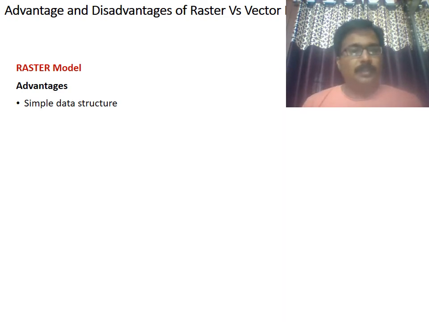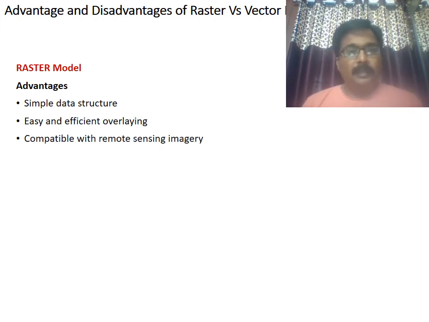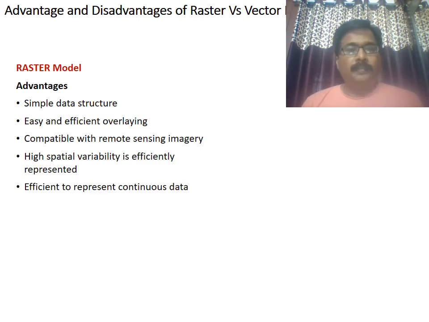So it is having a very simple structure with reference to rows and columns, and this is easy and efficient. Overlaying is possible with the help of a raster model because everything is in the form of a pixel containing a value which can be converted in the form of a matrix, and matrix algebras are very easy, and it is one of the advantages of a raster model. And compatibility with remote sensing imagery, this data model is very compatible with the remote sensing imageries, because remote sensing imageries also have pixel based information, and high spatial variability is efficiently represented. Continuous information can be represented using the pixel data, and it is efficient to represent continuous data.